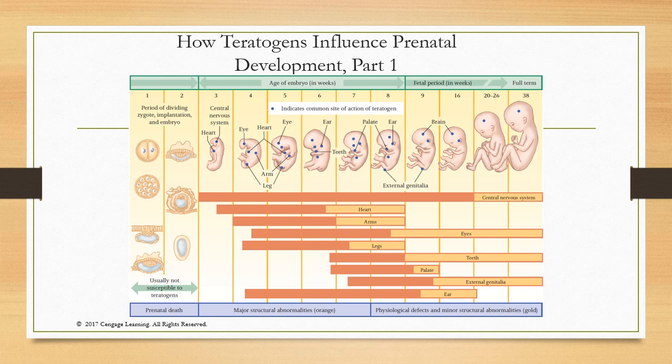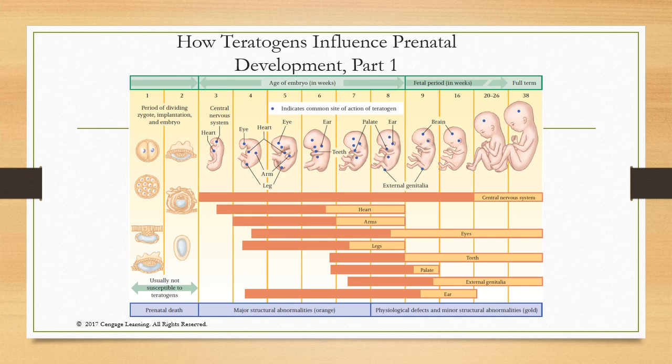And then in the last prenatal development period, the fetal period, you're going to see the full terms. You're going to start to see the central nervous system, eyes, teeth, palate, genitalia. So it's the development of those. They may not develop the way they need to, so you may see physiological defects and minor structural abnormalities, and that's in the gold.